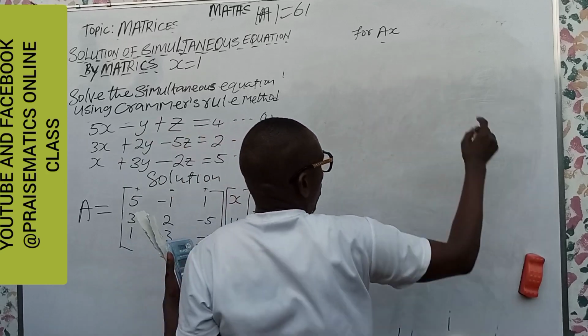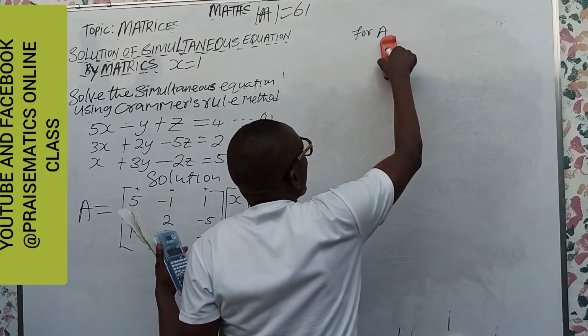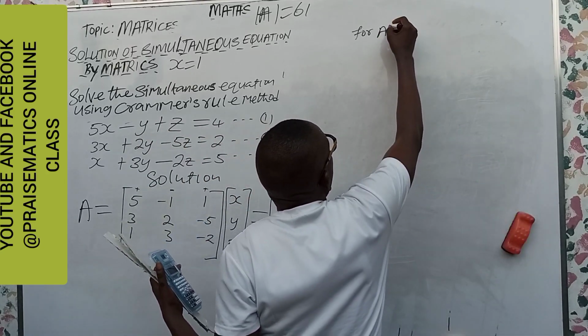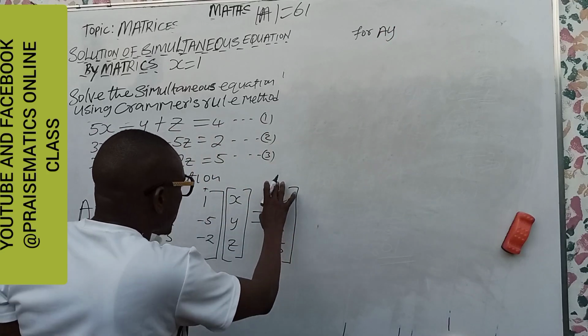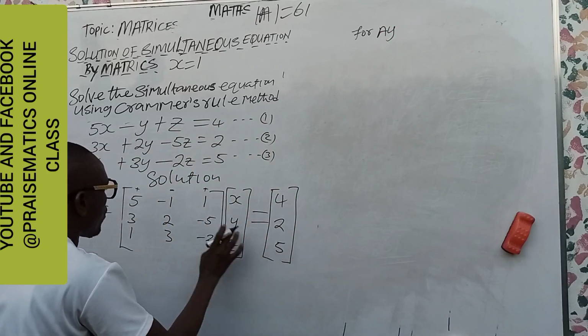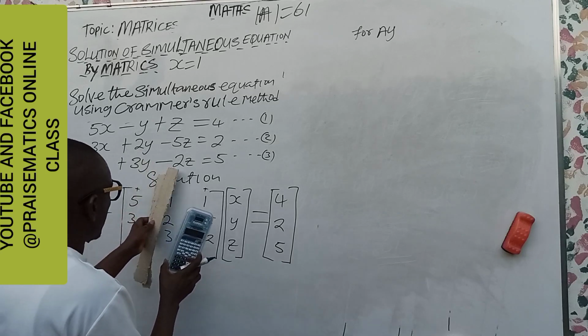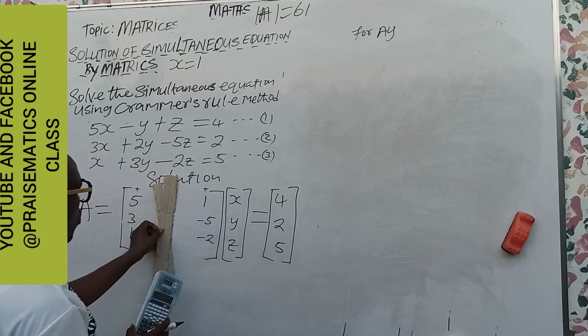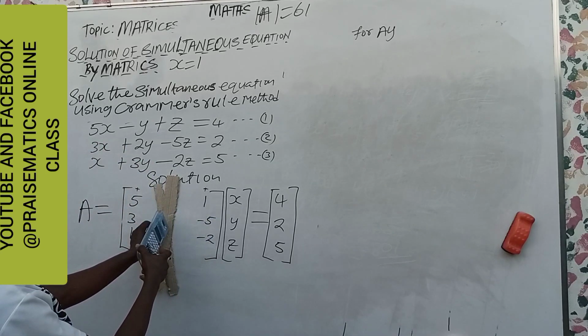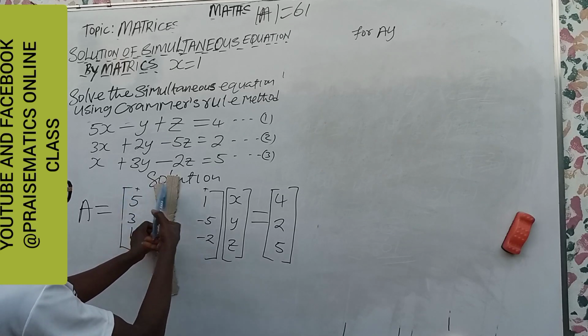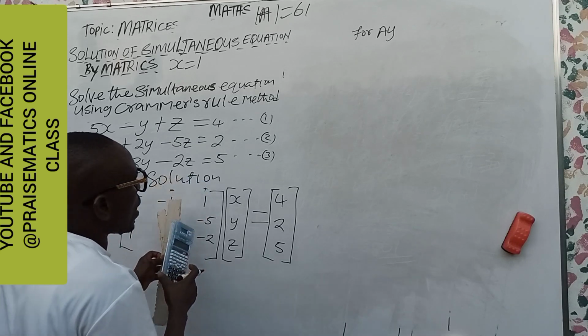Now we are looking for what? Ay now, our Ay. Now take this thing, this 4, 2, 5, block this place and replace it with it. So block it right here, 4, 2, 5. Otherwise, you will write others. So that is how to do it.